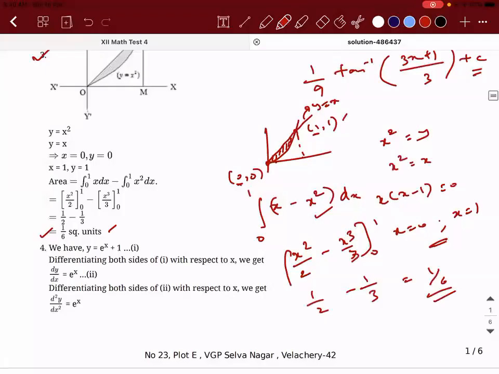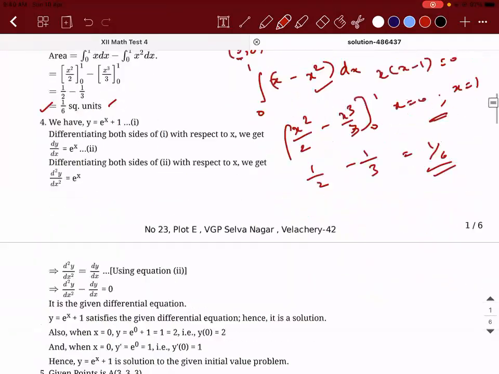So if not, you guys can have a look at it. So it is 1 by 6 square units. Right.